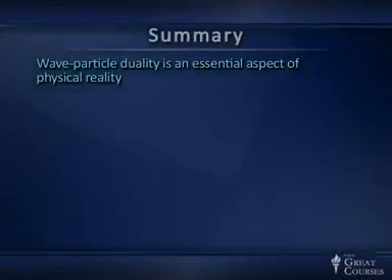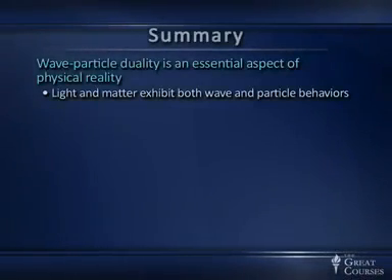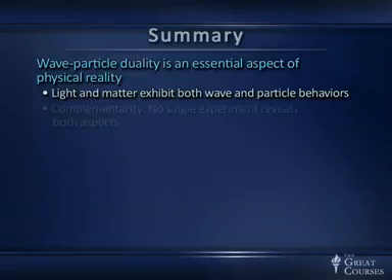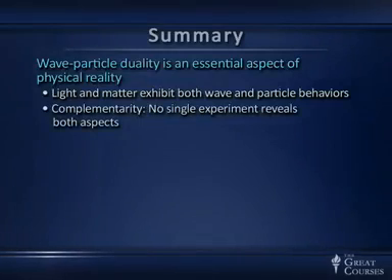How can what we think of as the way particles behave, baseballs, billiard balls, not be the way things happen at the quantum level? But it isn't. So let me summarize this very strange lecture. There's a wave-particle duality, and it's an essential aspect of physical reality. Light and matter both exhibit both wave and particle behaviors. The complementarity principle says no single experiment will reveal both aspects. You determine which you're going to see by what kind of experiment you want to do.